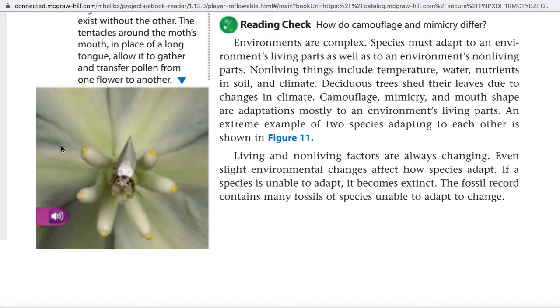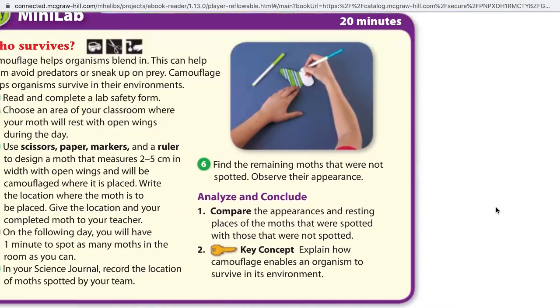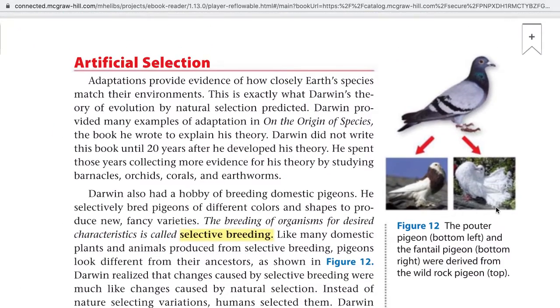Living and non-living factors are part of the environment, and even slight environmental changes affect how species adapt. If a species is unable to adapt, it becomes extinct. The fossil record contains many fossils of species unable to adapt to change. Adaptations provide evidence of how closely Earth's species match their environments. This is exactly what Darwin's theory of evolution by natural selection predicted. Darwin provided many examples of adaptation in On the Origin of Species, the book he wrote to explain his theory.